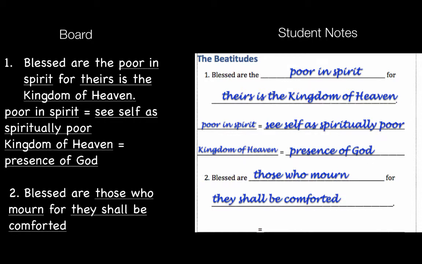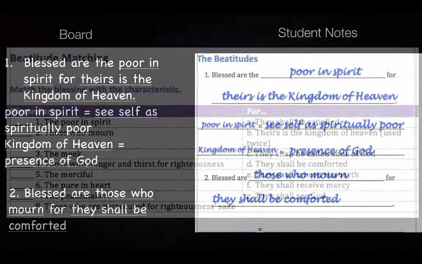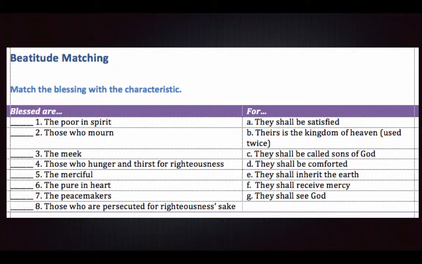Okay, so at the end of the unit, you're going to have a test on the Beatitudes, and your test on the Beatitudes is primarily going to be something like this, where you have maybe a matching. Match the blessing with the characteristic. So, blessed are the poor in spirit, and they pick out which of those on the right side goes with it. And so you go on through, okay? It's a factual recall type of test.